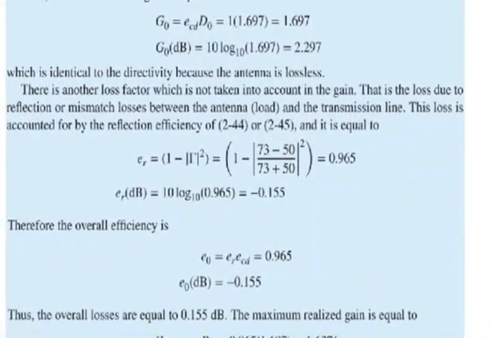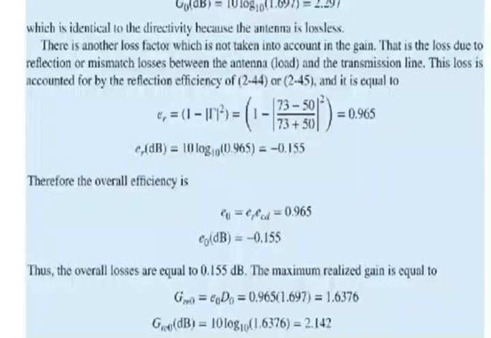So the overall efficiency, now you can see it is the product of all 3 efficiencies. Conduction and dielectric efficiencies clubbed together are 1, and the radiation efficiency is 0.965. So the total efficiency is 0.965. In dB it is minus 0.155.